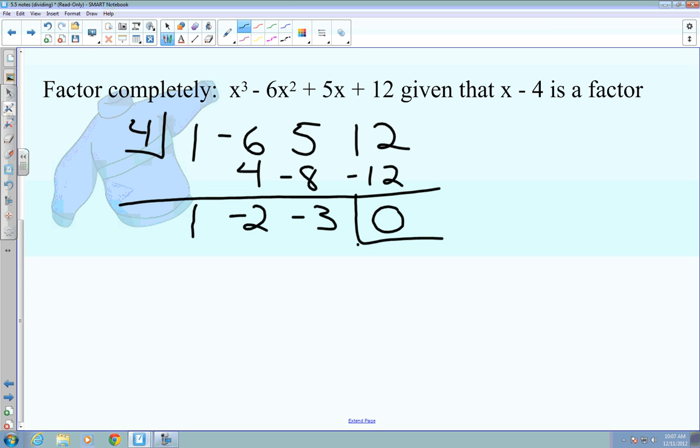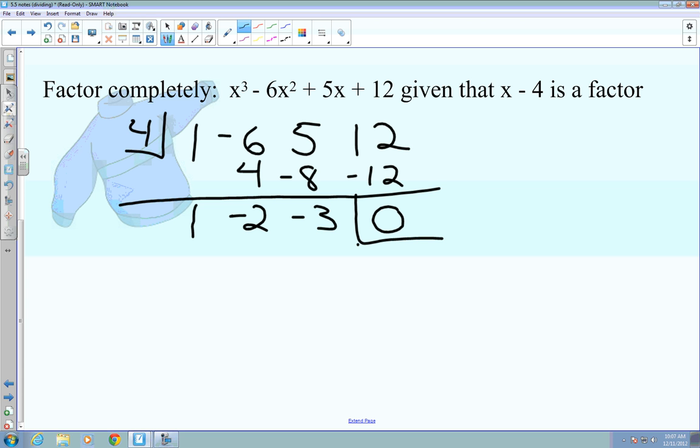Now, if my remainder is 0, that means that it is a factor. So it told you that x minus 4 is a factor. If it tells you that it is a factor and you don't come up with a remainder of 0, try again. Because if it is a factor, your remainder will always be 0.